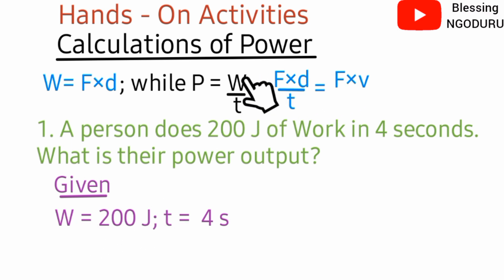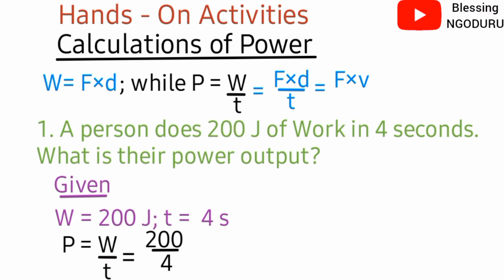The first one here has W and T, that is work and time. So we apply this formula in calculating the power output. So power is equal to work done, and the value is 200 over time. Our time is 4. So 200 divided by 4 gives 50 watts. Remember, we did say the unit of power is watt. Therefore, their work output is 50 watts.